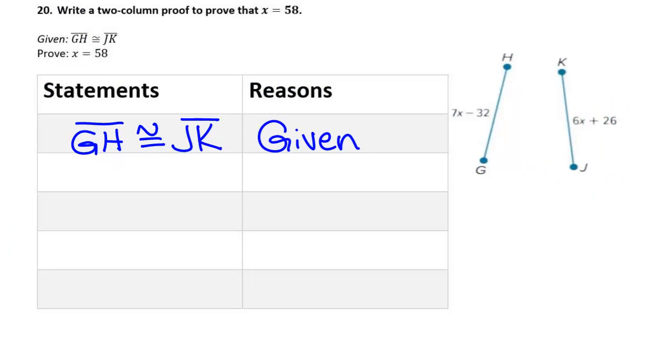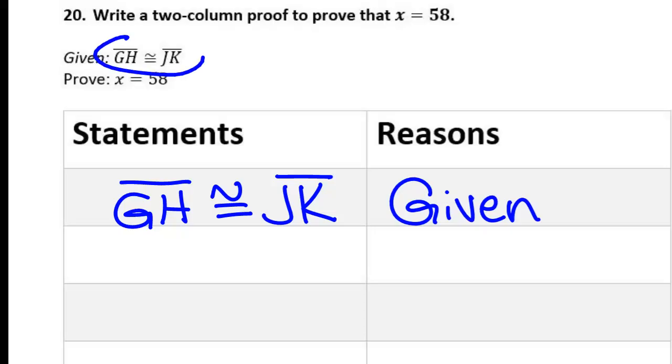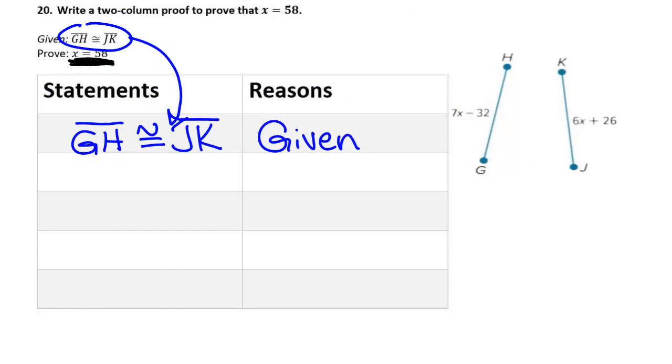There's another statement that I can make without having to think too much about it. What's the other statement that I can make pretty easily? Yep, what it is that I'm trying to prove. X equals 58. Where does that go? Down here at the bottom. X equals 58. Do I write prove right there? Proven?